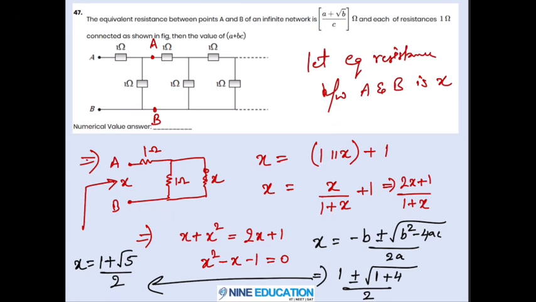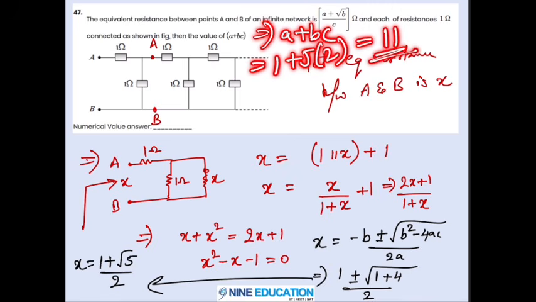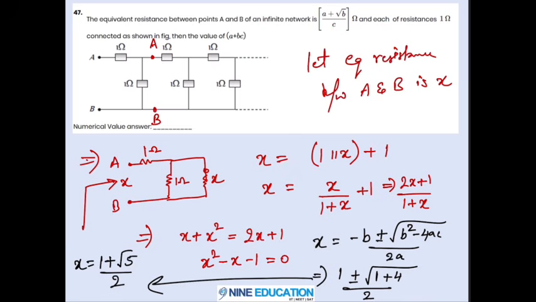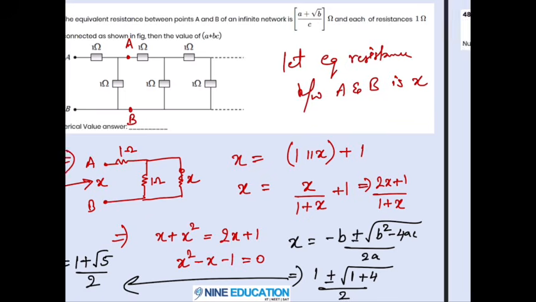So comparing A, B and C with 1, 5 and 2, you get A plus BC. Here A plus BC, that is 1 plus 5 into 2, that is 11. So you'll get the answer as 11. Is it clear? So the answer is 11. Next question.